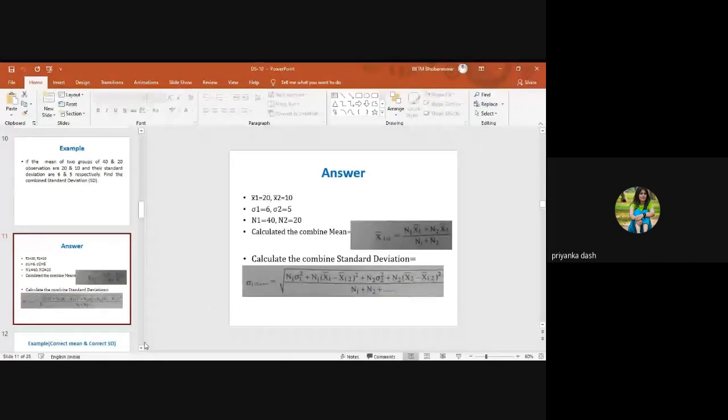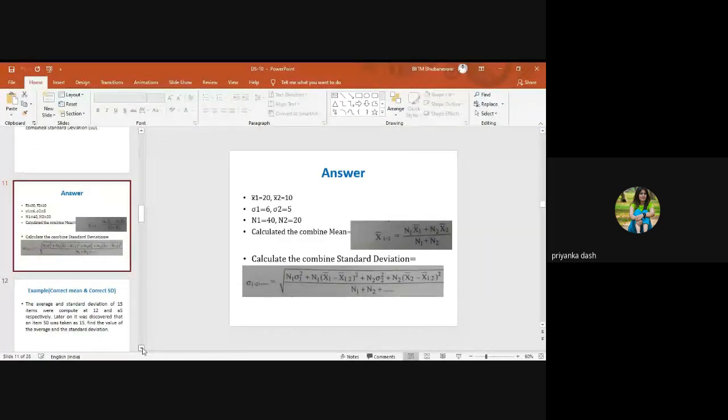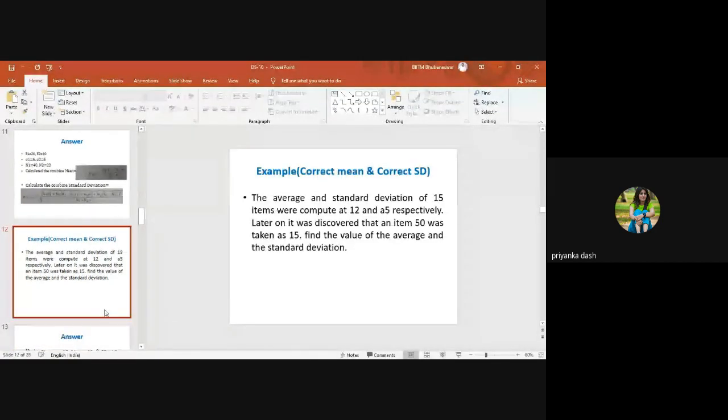Yes, sir. Moving to the next type of problem. Write the heading: correct mean and correct standard deviation problem. We move towards the next topic, which is named correct mean and correct standard deviation problem. Underline this sentence.